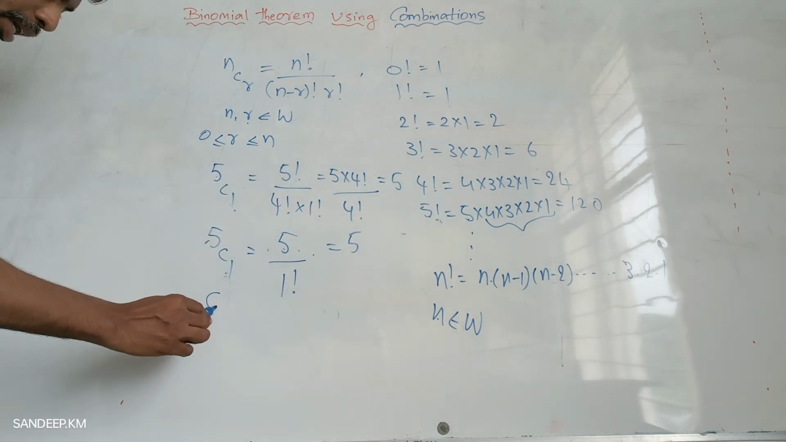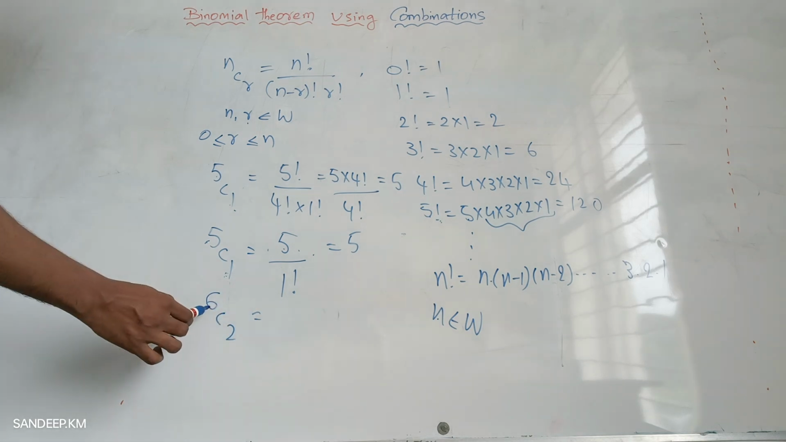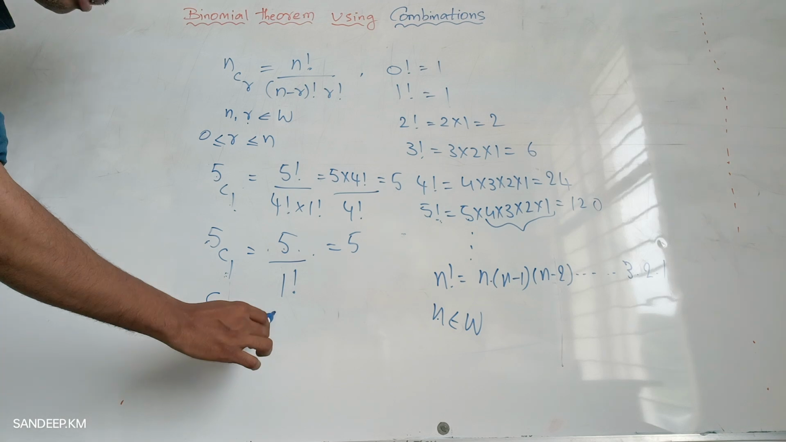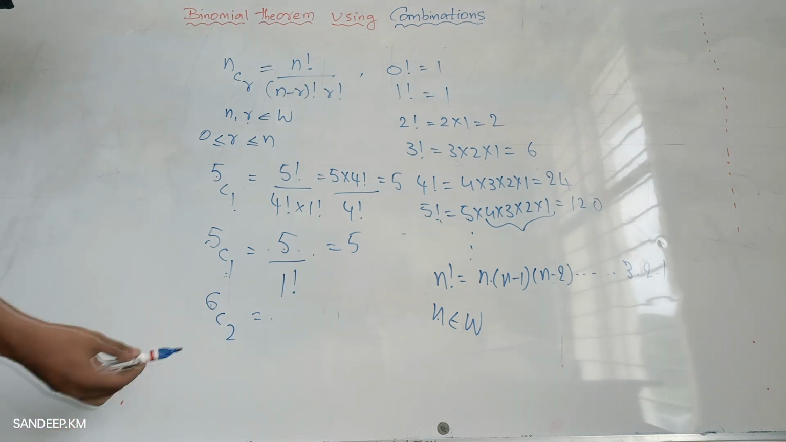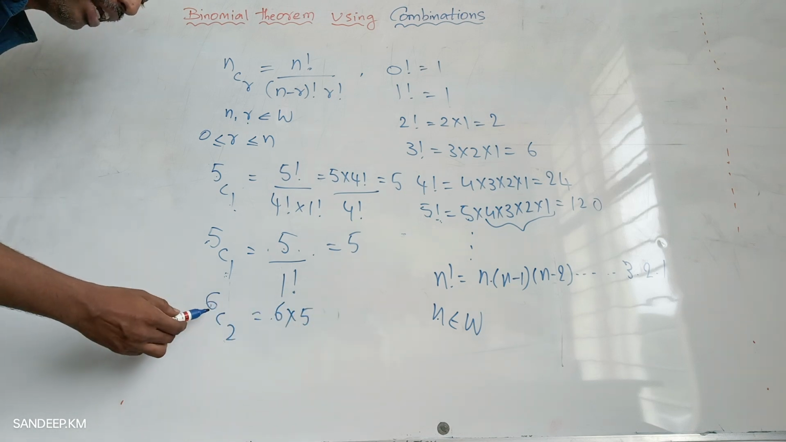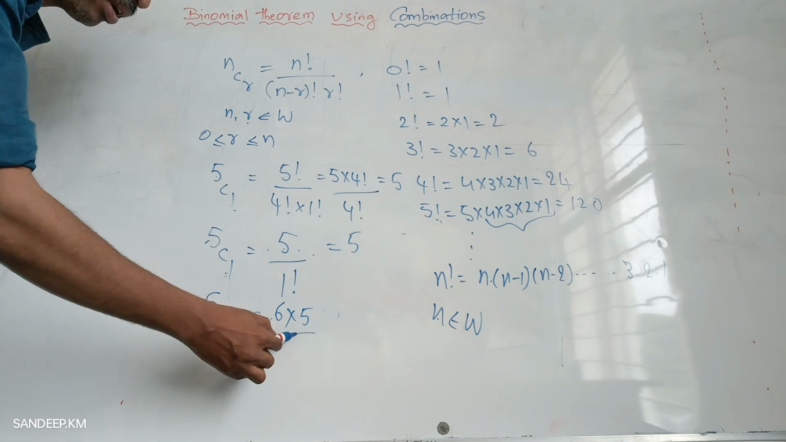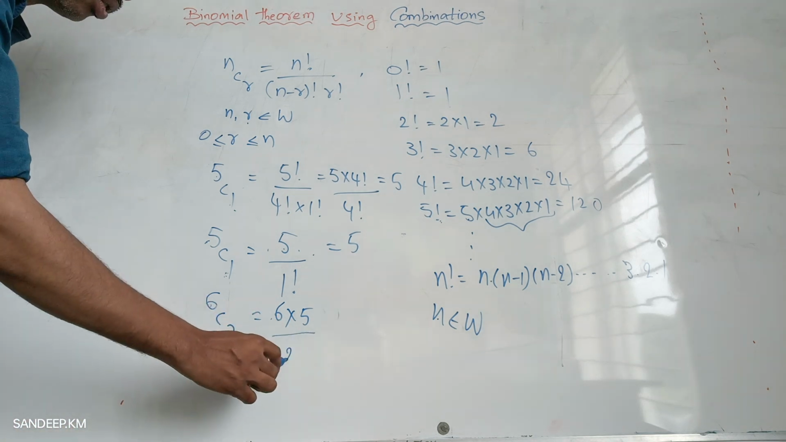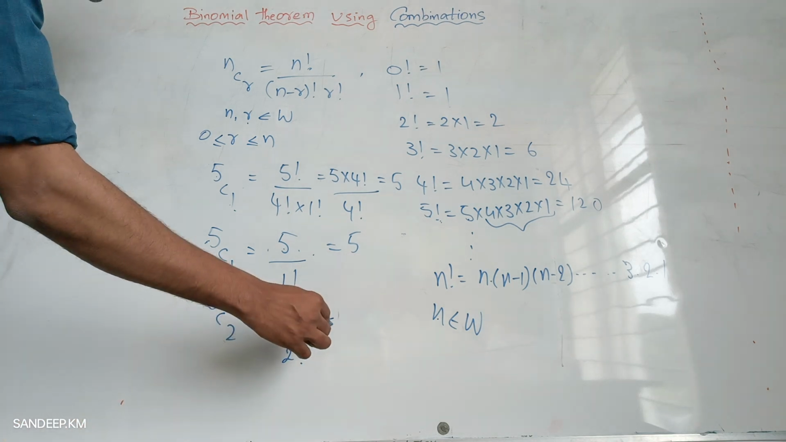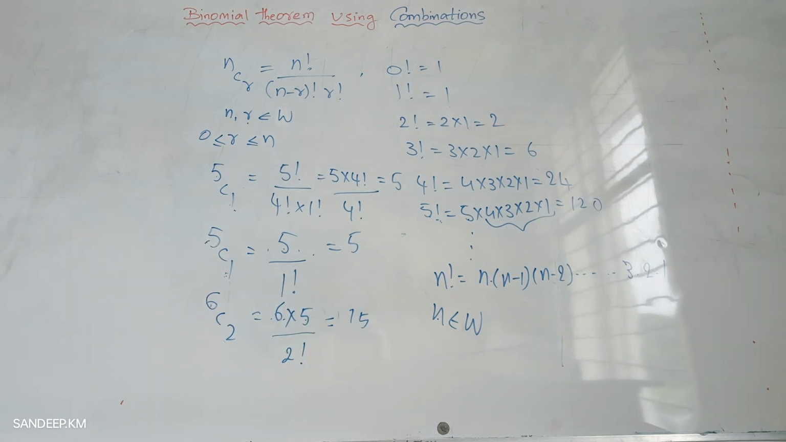Again 6C2 in shortcut. How to write 6C2 in shortcut? Starting from 6, how many numbers should be written in decreasing order? 2 numbers. So 6 into 5, divided by 2 factorial. 2 factorial is 2. So 6 5s are 30 by 2, 15. See, very easily we are getting the answer.